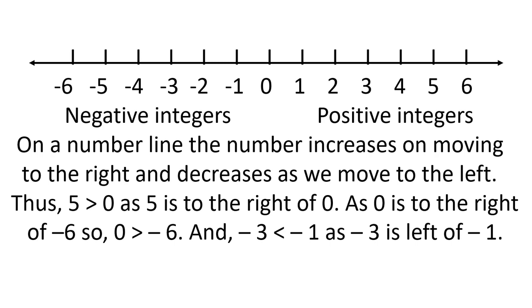As 0 is to the right of -6, look at the number line again. -6 is to the left of 0 and 0 is to the right. So 0 is greater than -6. Again, one more example. Compare -3 and -1. Now -3 is less than -1 because -3 is left of -1.